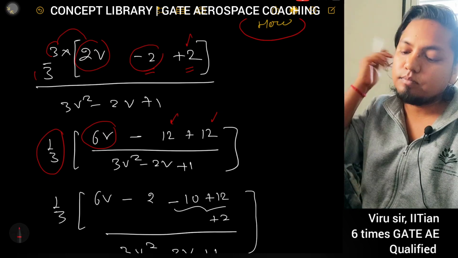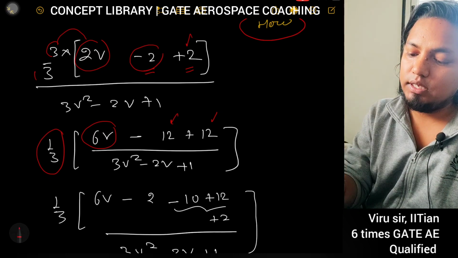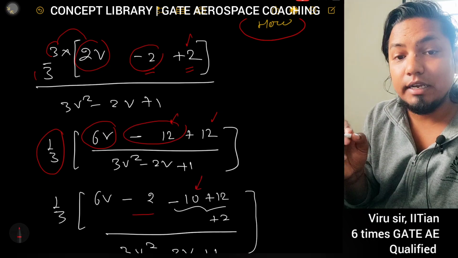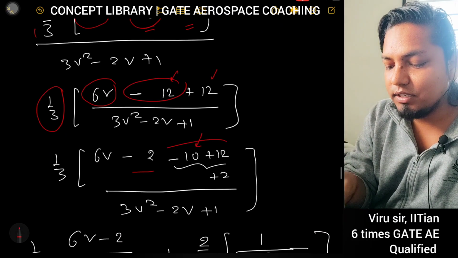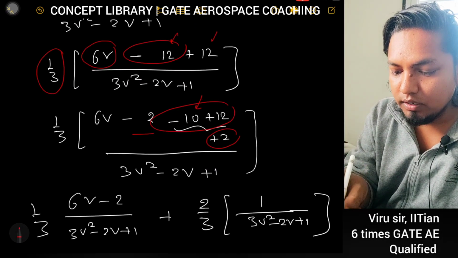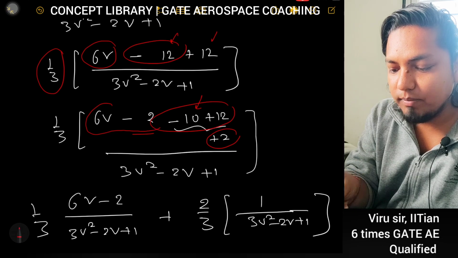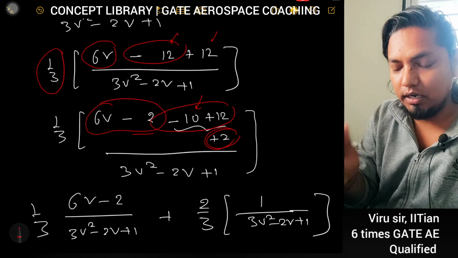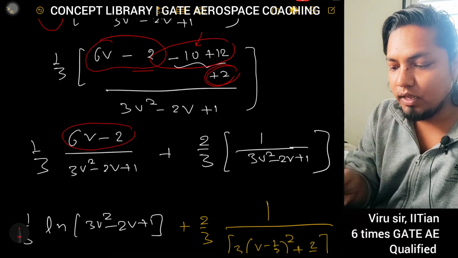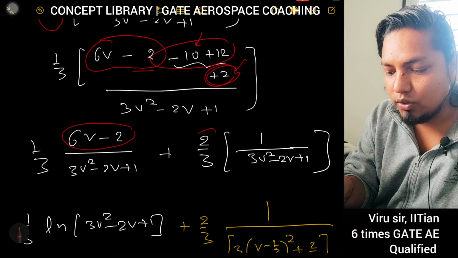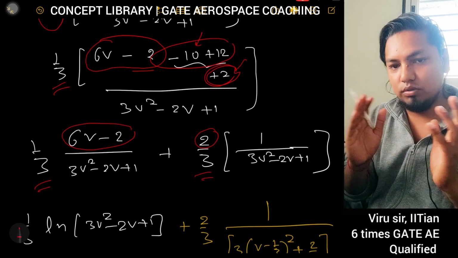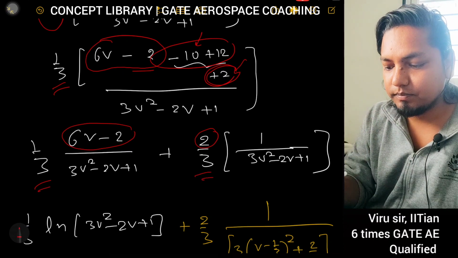Now this 12, what you are seeing here, minus 12, that minus 12 I can split as minus 2 and minus 10. Then this minus 10 and plus 12 I will take as plus 2. It means inside I have got 6v minus 2 and plus 2 separately. So 6v minus 2 I got in one side, and this extra 2 I wrote here, and by 3 I took both with both. Okay, fine.